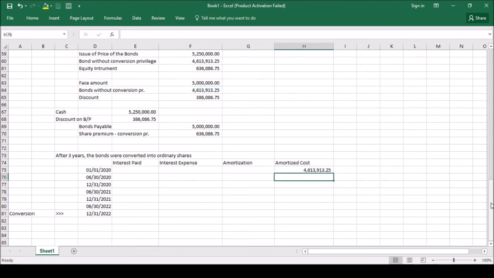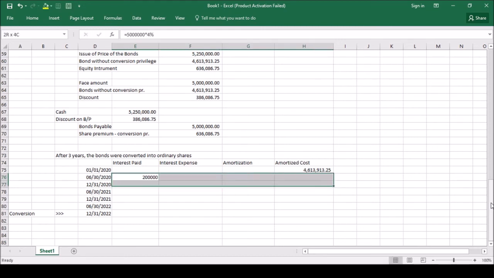Okay, assuming that on the initial issuance, the bonds without the conversion is at 4,613,000. Yung gagamitin po natin, ha, is the value of the bonds on the date of issuance, yung bonds without the conversion privilege. Okay, sige. After that, hanapin po. On June 30, magkano kaya yung binayaran natin na interest? We have 5 million, that's the face value, multiplied by the nominal rate of 4%. Bakit 4%, sir? Di ba in fact 8%? Kasi kalahati lang naman.